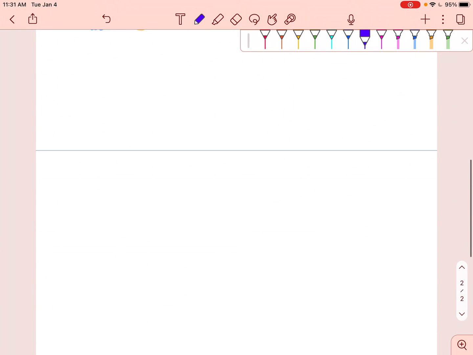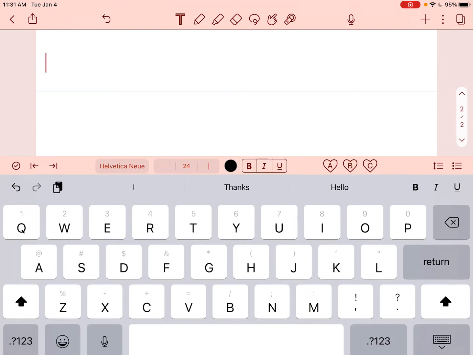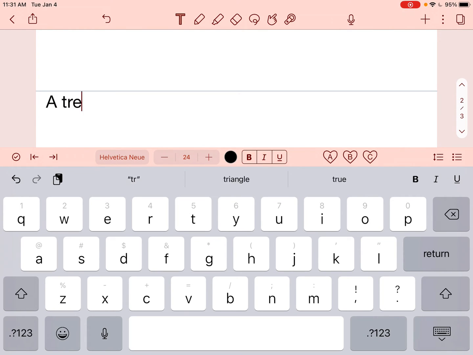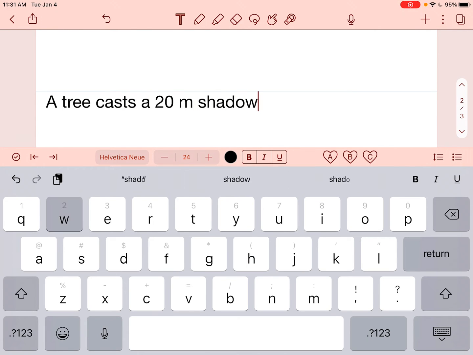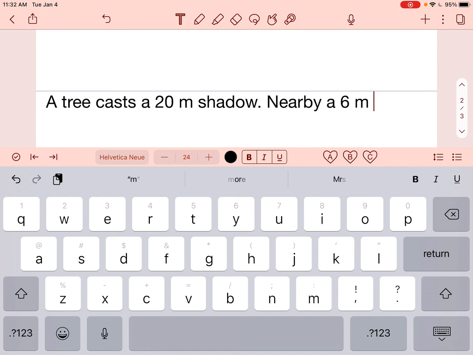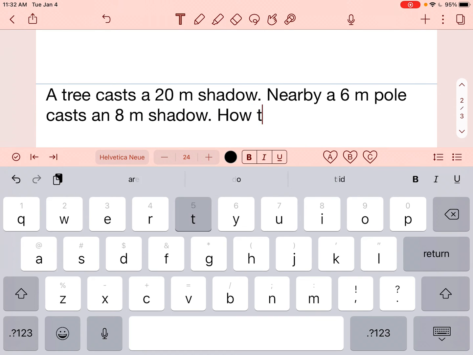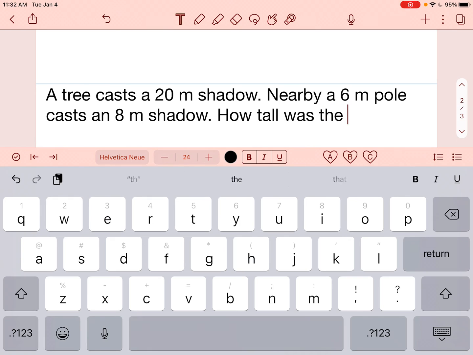The last thing I want to talk to you about is shadow problems that you are going to encounter. For example, let me just type this out. Let's say we have a tree and it casts a 20-meter shadow. Nearby, a 6-meter pole casts an 8-meter shadow. How tall was the tree?